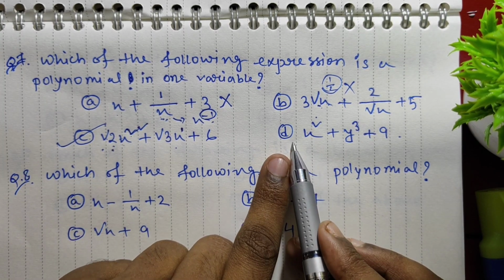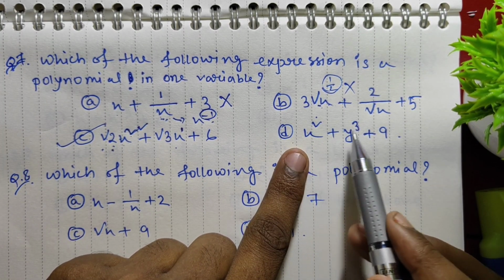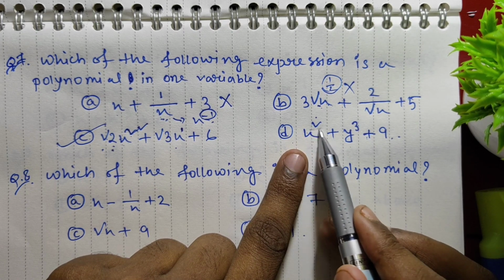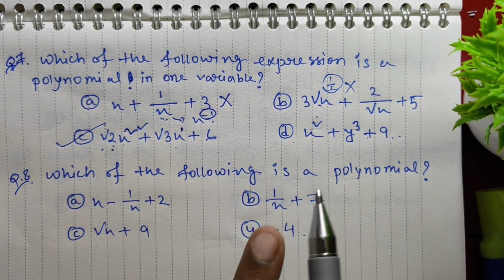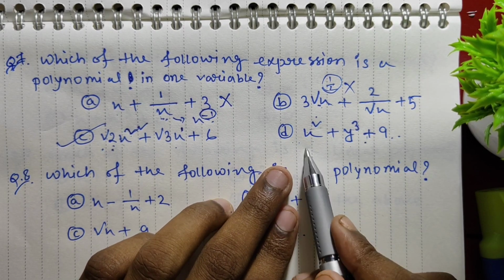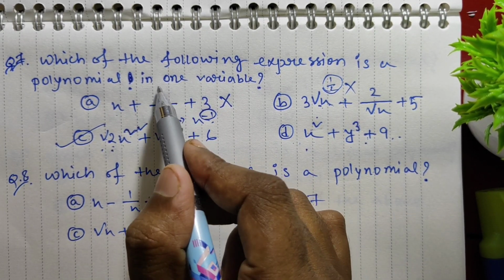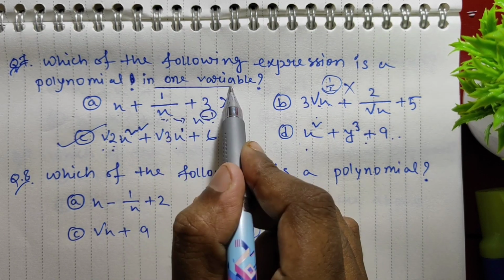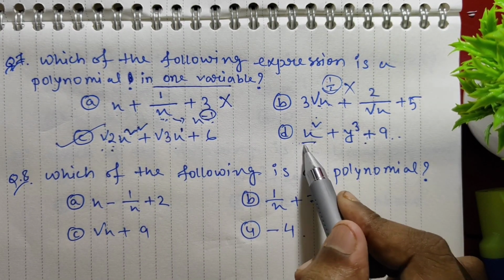But see number D, x square plus y cube plus 9. Here powers are also whole numbers, so this is a polynomial, but this is not in one variable, because the question is asking us to find out a polynomial in one variable, but here we have two variables.